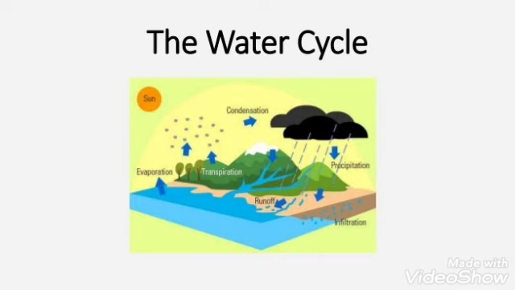So in this way, the water went from the water bodies to the environment in the atmosphere, and then after going through different processes, it comes again back to the surface of the earth in different forms.